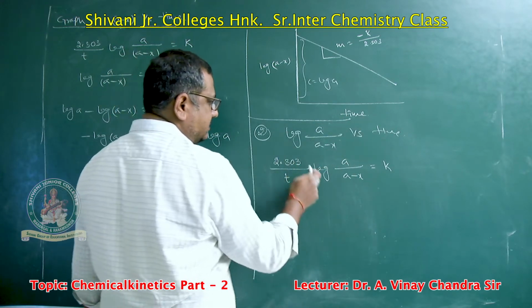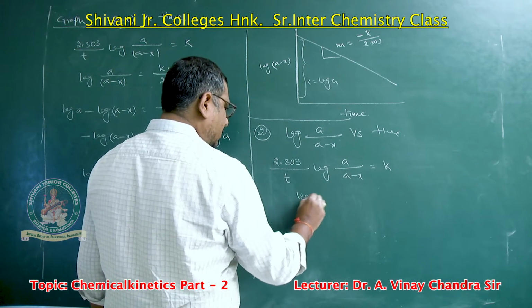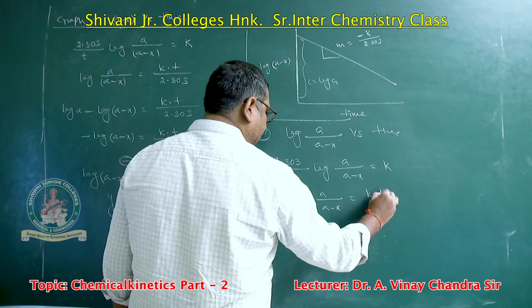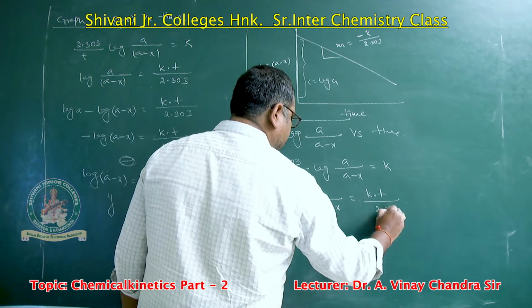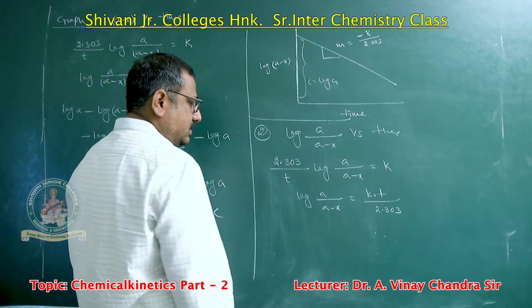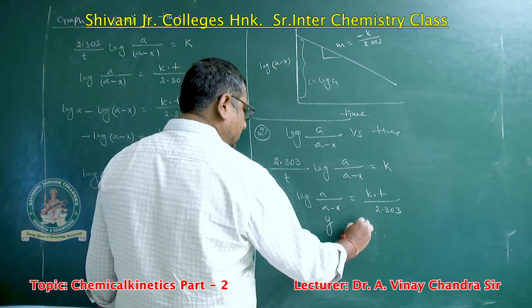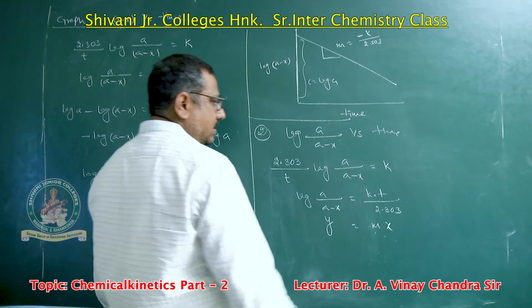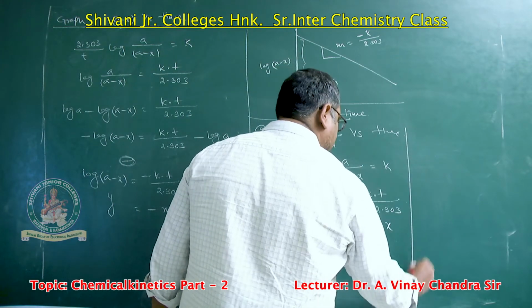So we have to rearrange the equation. Log A by A minus x is equal to k into t by 2.303. The graph obtained is a y is equal to mx graph.